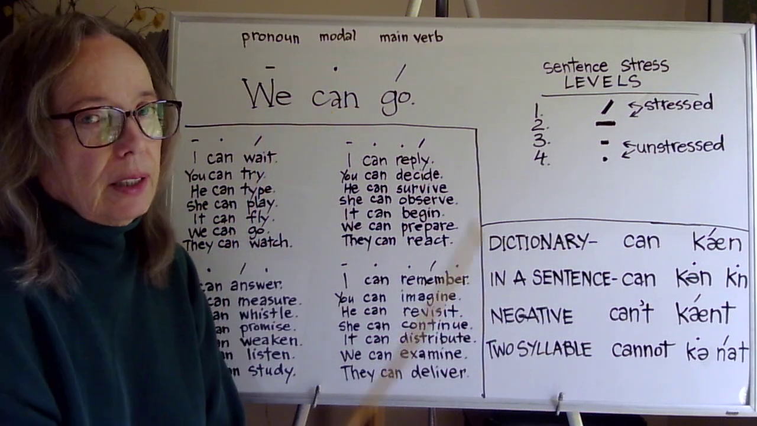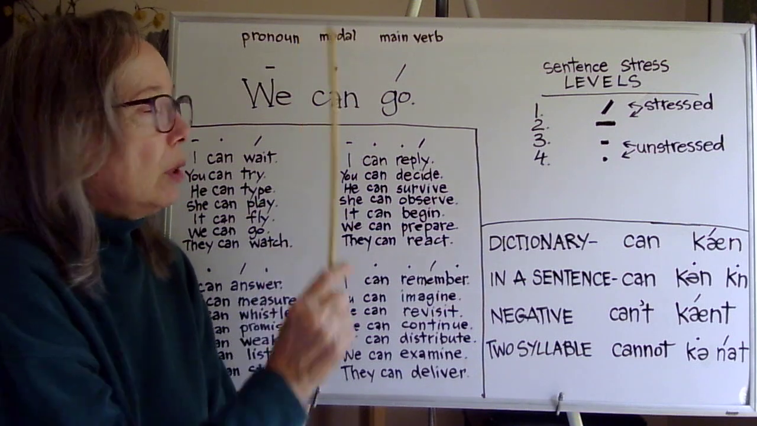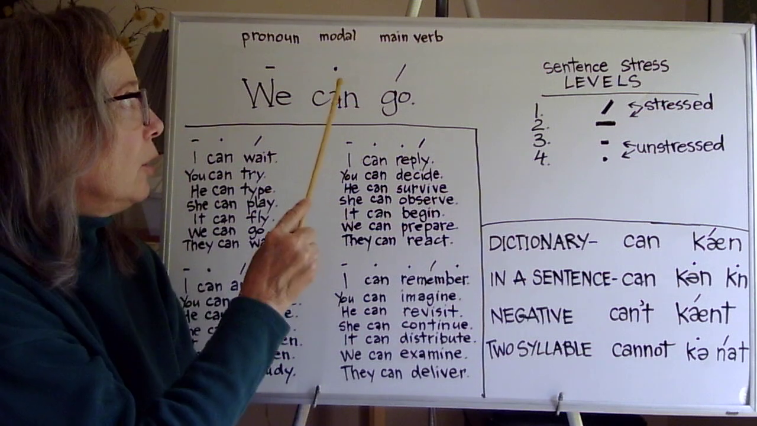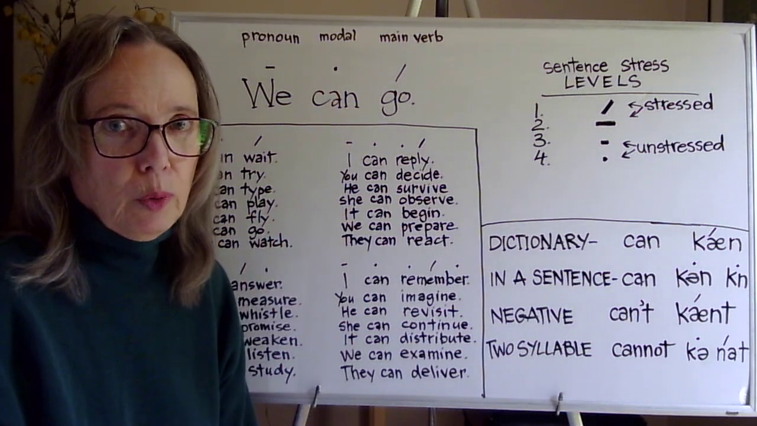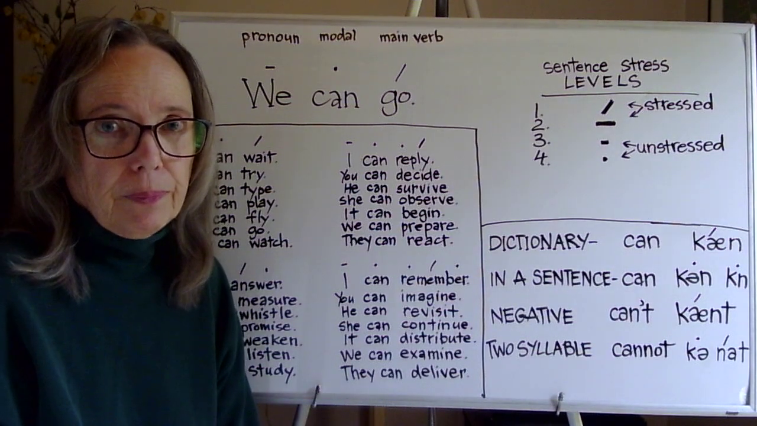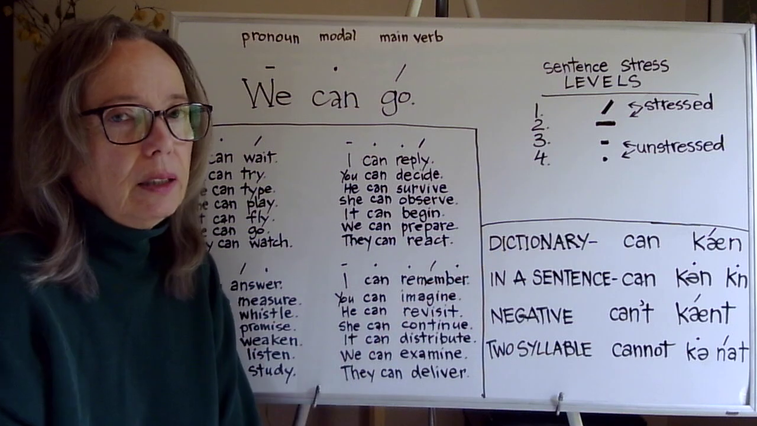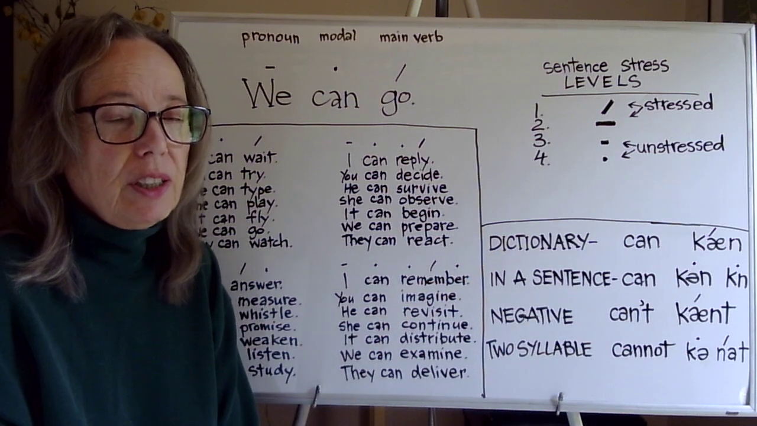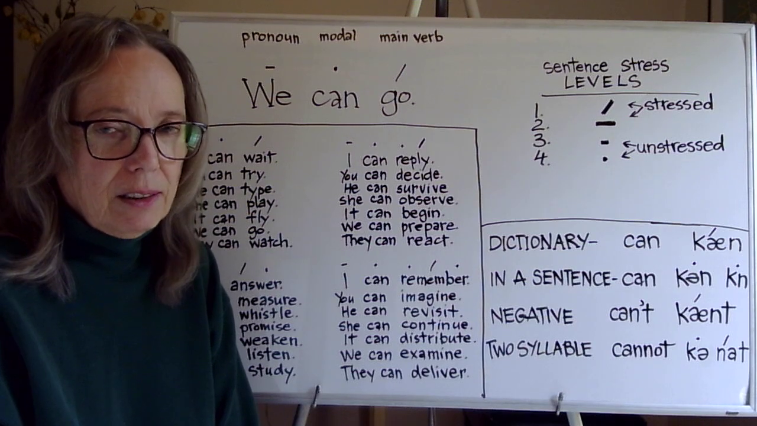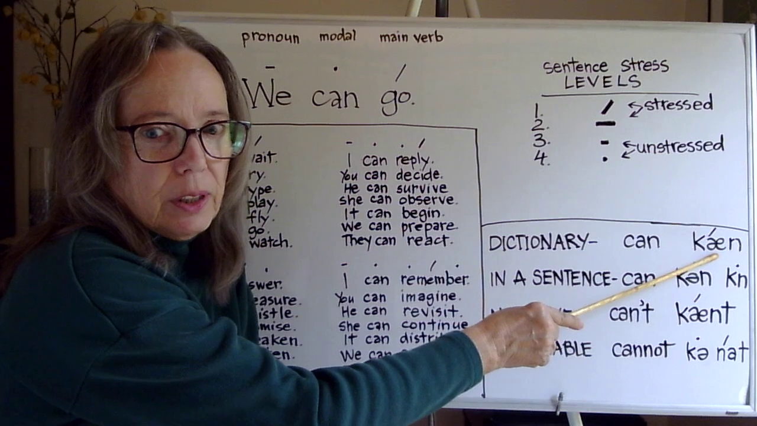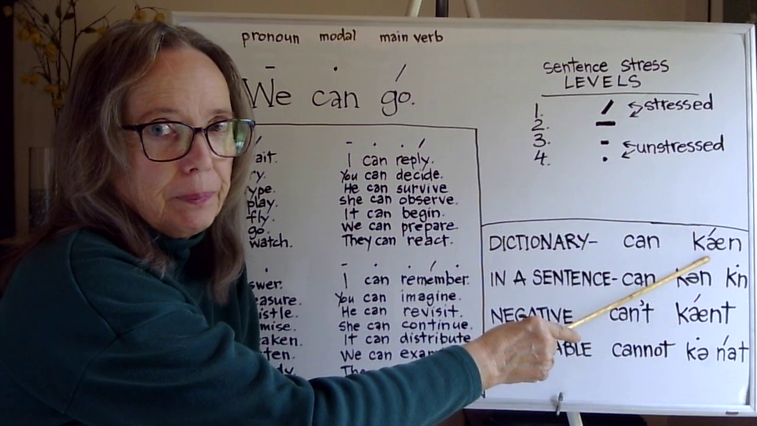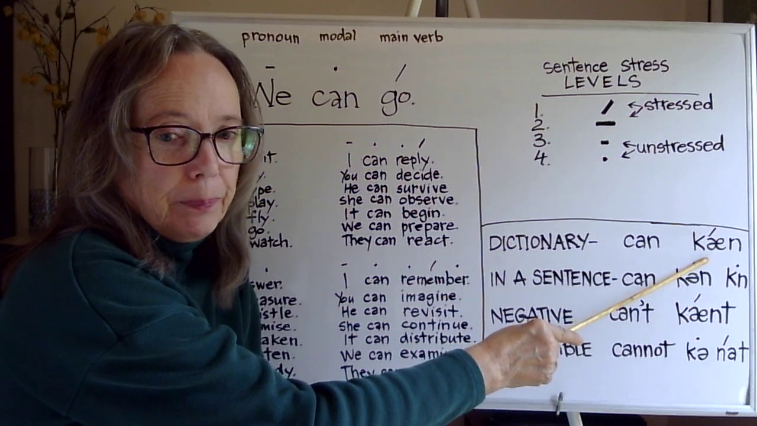Okay, next let's look at can. Can is a modal. Modals are unstressed. And here you can see that can is very weak. But I'd like to talk a little bit more about can. If you look at can in the dictionary, and I'm pronouncing it can because I'm talking about one word, not in a sentence, then you will have this pronunciation with the full vowel a, can. So I'll say the word can.